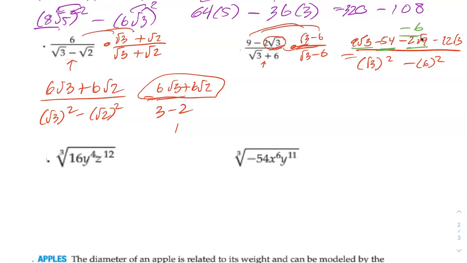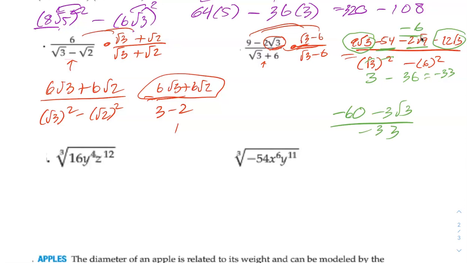Negative 54 minus 6 is negative 60. I could add this guy with this guy, they're both rad 3's, and I get negative 3 rad 3. On the bottom, these cancel out, so I just get 3 minus 36, which is negative 33. And if I want to, I could divide everything by 3, reduce it all, and you get negative 20 rad 3 over negative 11.